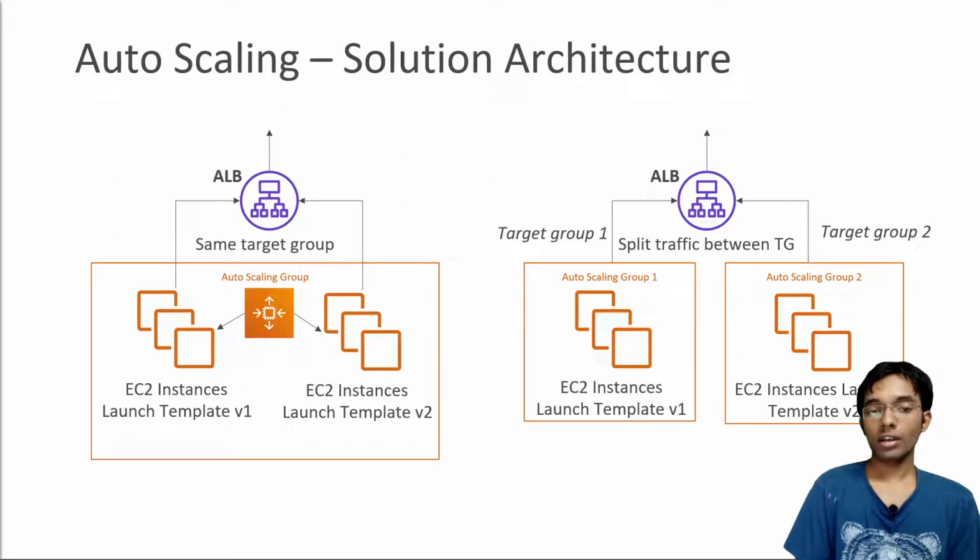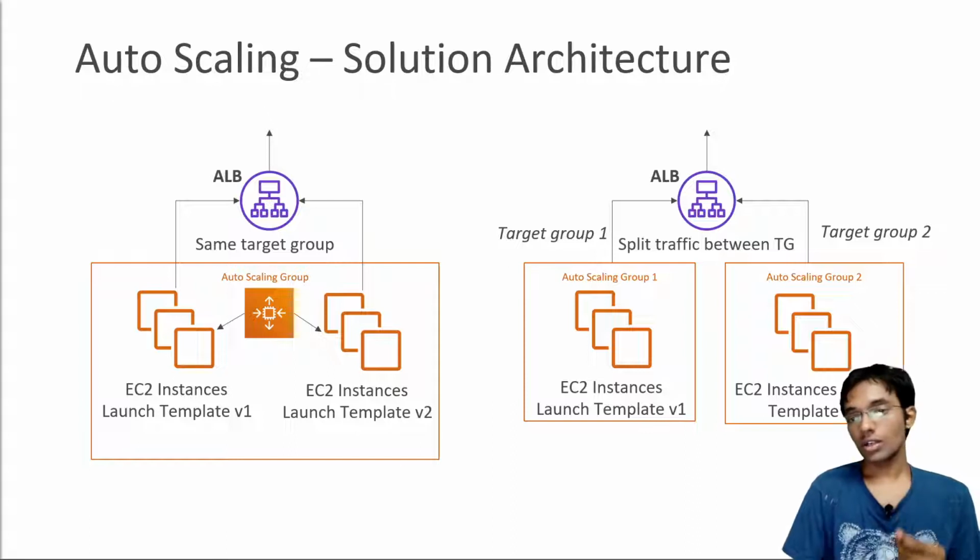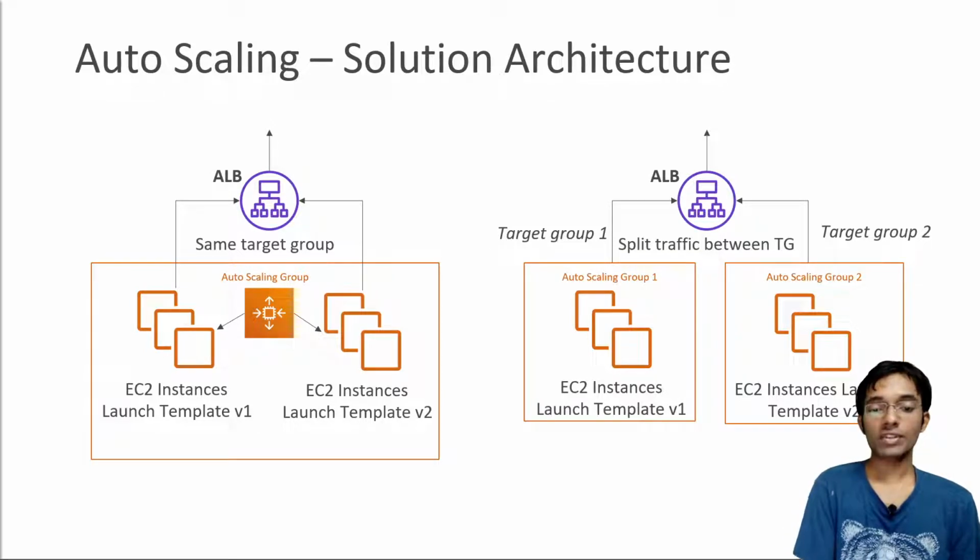We can terminate the EC2 instances of launch template number 1 if we are confident enough that version number 2 is working great. This is one way of doing things, and I think it works great. But here you have to realize that you have the same target group, so traffic is going to be spread across all your versions. So that's number 1.